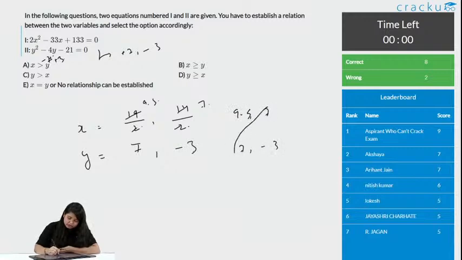The first thing is you get this equal: 9.5 is greater than 7 and 9.5 is greater than minus 3, 7 is equal to 7 and 7 is greater than minus 3. So, x is greater than or equal to y. So, the answer is option B.